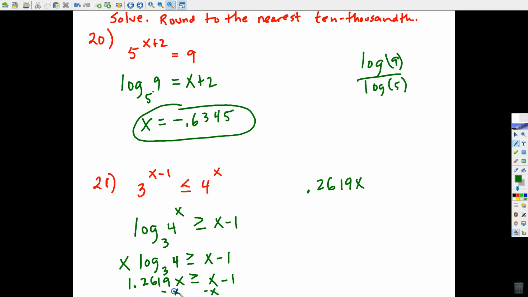So I'll just show you what I did here. I just subtracted 1x from both sides. So 1.2619 minus 1, and that's going to be greater than or equal to negative 1. And so now to solve for x, I divide negative 1 by 0.2619. And I get negative 3.8183.